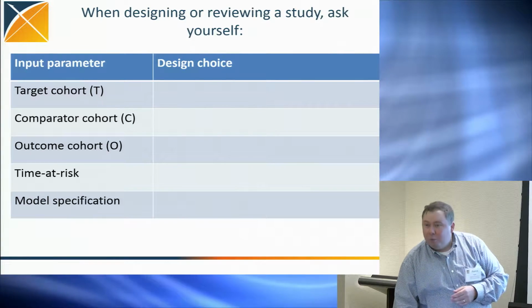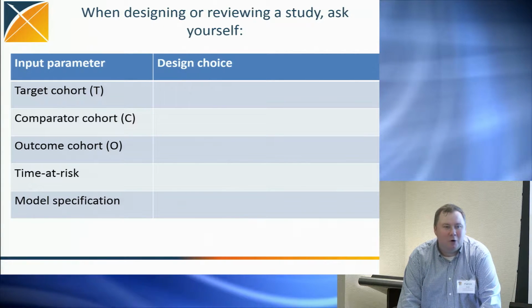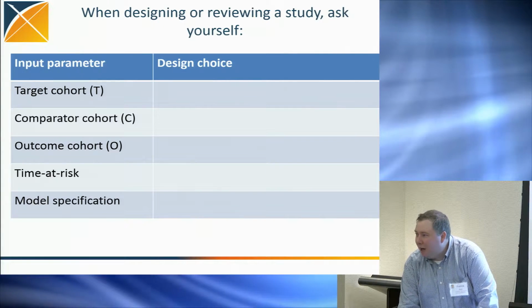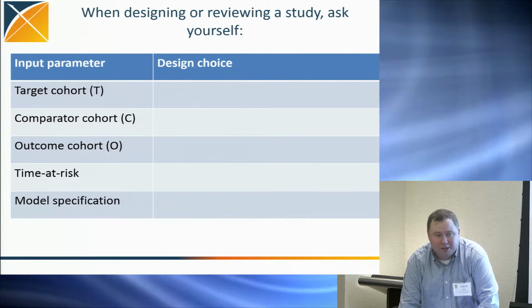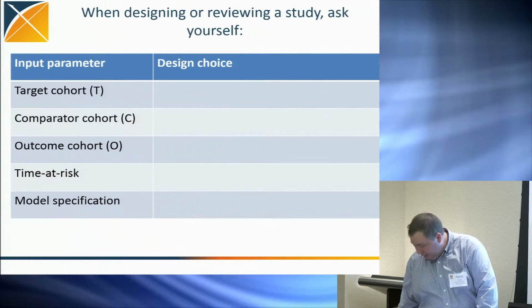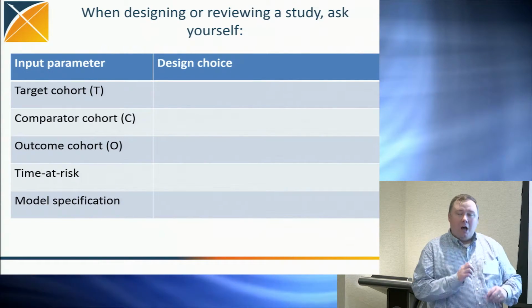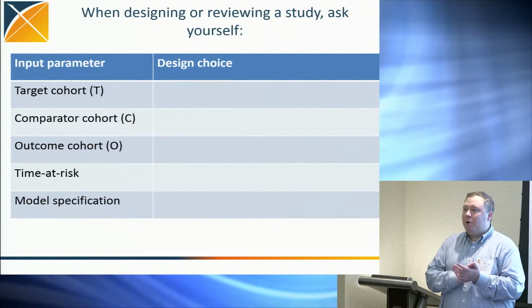So, I want you all to be thinking about it, and at the end of today, I want to see a piece of paper or something on your screen where you can confidently tell me what's your T, what's your C, what's your O, what's your time at risk, and what's your model specification. So, let me stop there, right on time. Questions, comments, reactions? This framework makes sense?